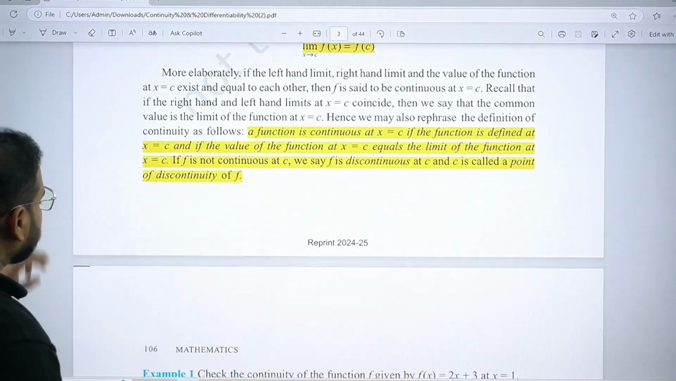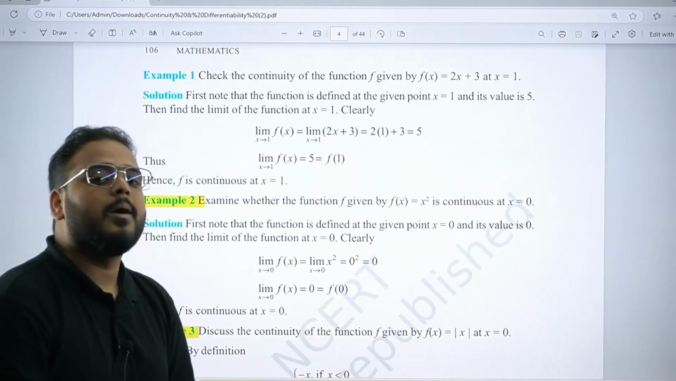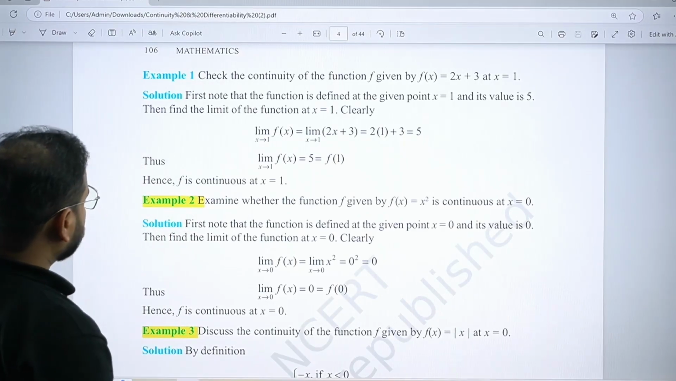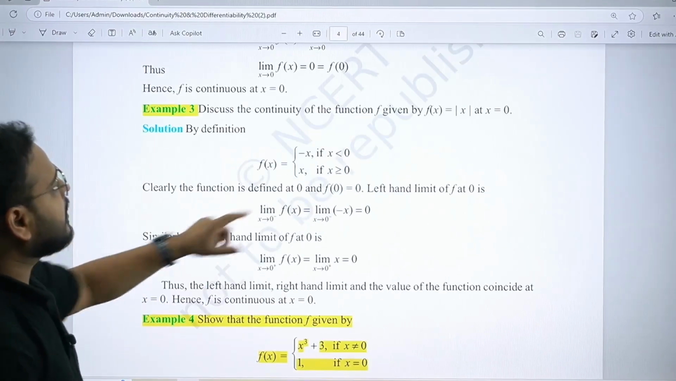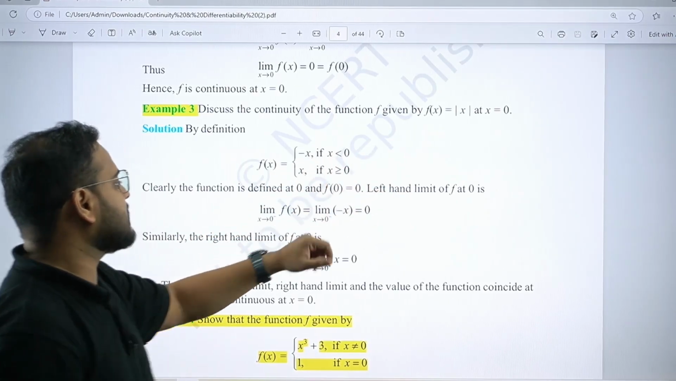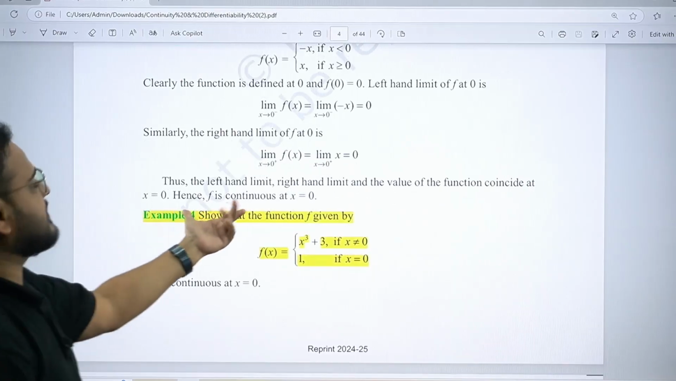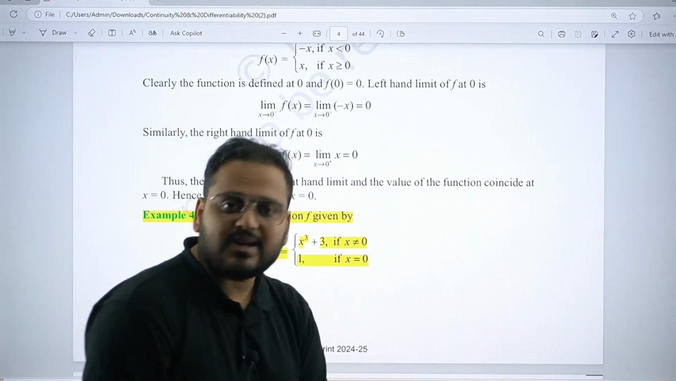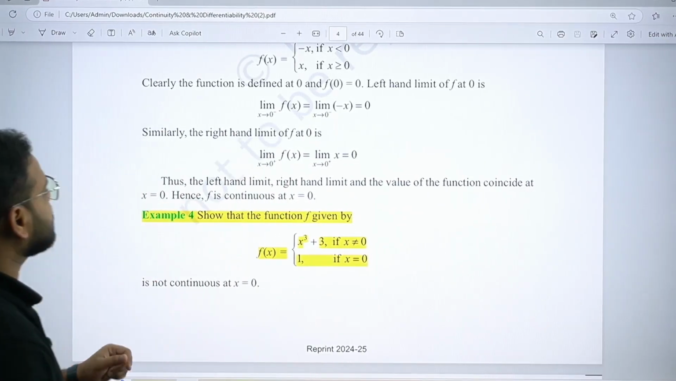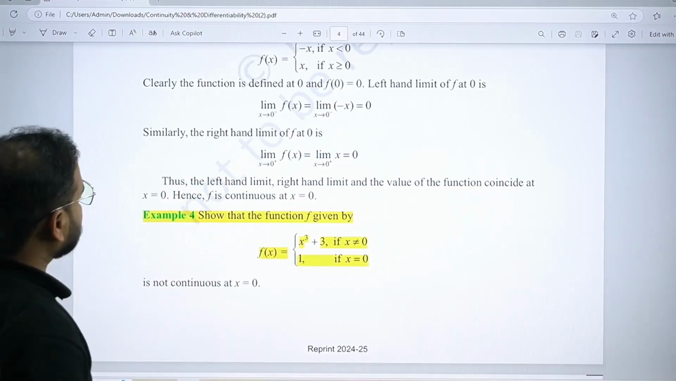After that you have to solve some questions, bacha. So example number 2 I have mentioned over here. Please solve this example. Example number 2, example number 3. It's a split function, it is mod x. So it will open with minus x and plus x. To solve, bacha, find the continuity of that, and state the statement. It will obviously be continuous, right? It will be a continuous function at x equals 0. Next function is this. Example number 4.